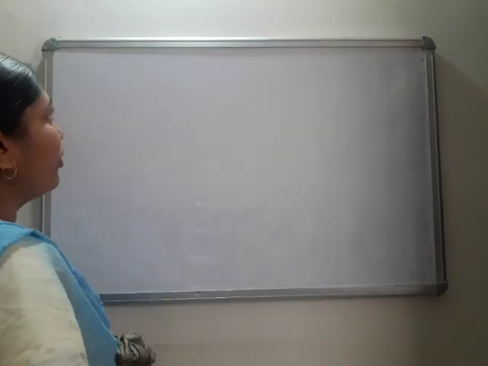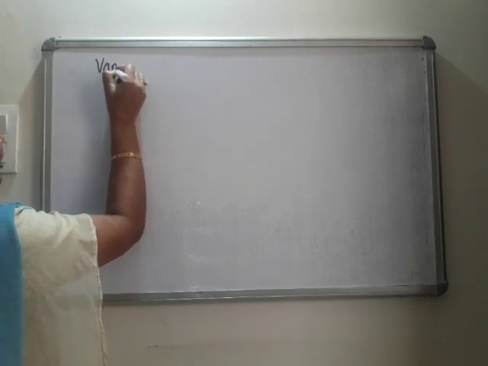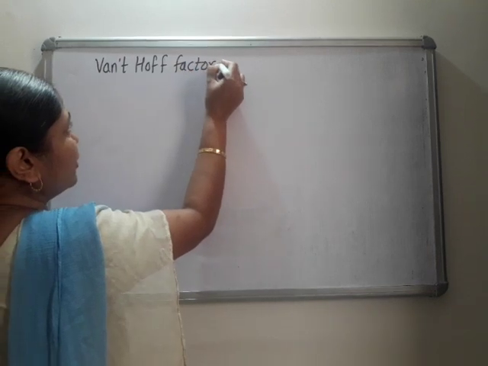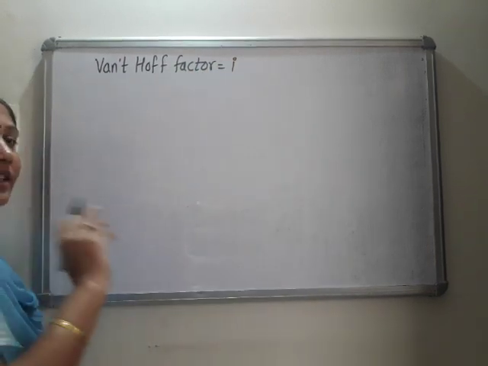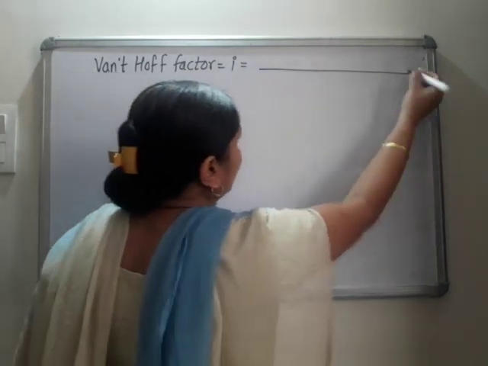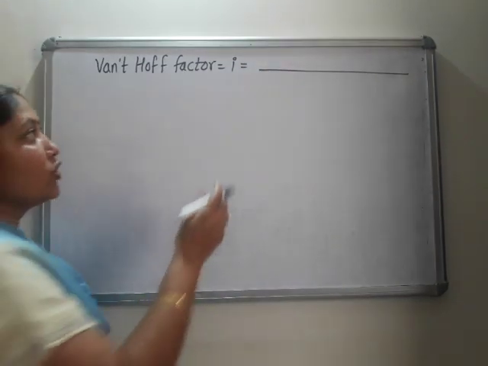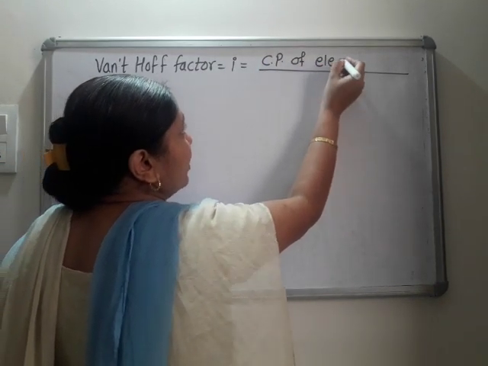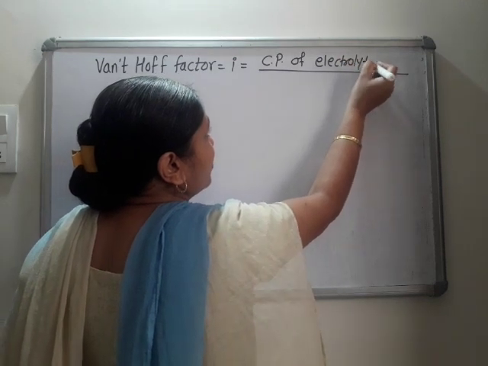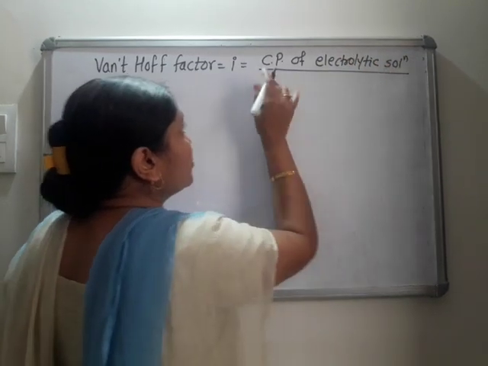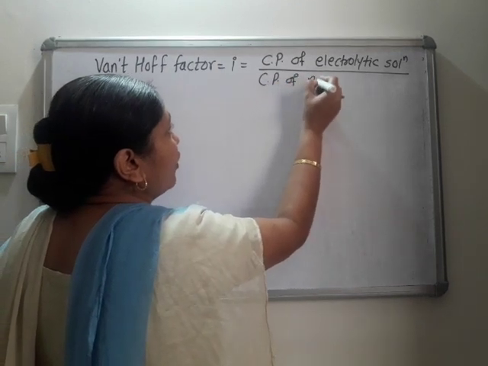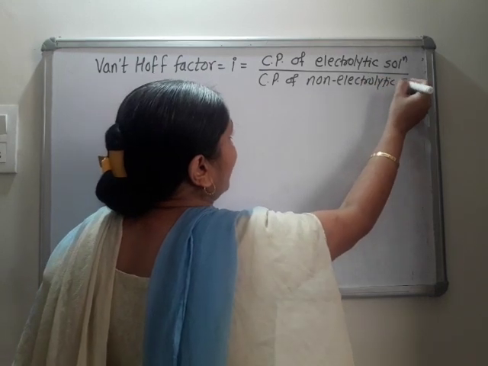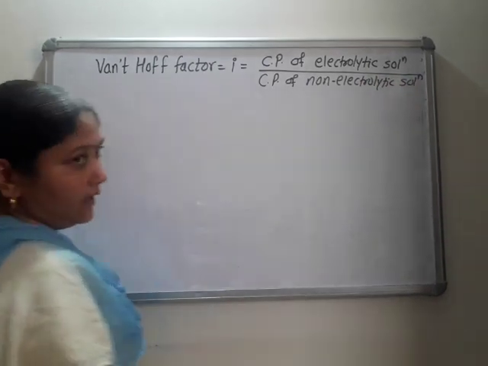Okay, see. So the Van 't Hoff factor is denoted as i. What is its definition? The Van 't Hoff factor is the ratio of the colligative property of an electrolytic solution to the colligative property of a non-electrolytic solution. Non-electrolytic solution means the same substance is taken.